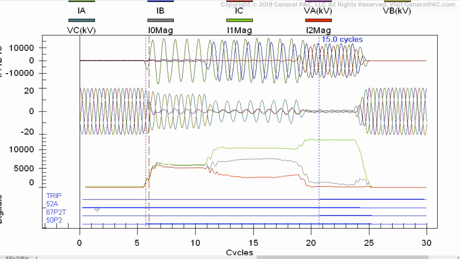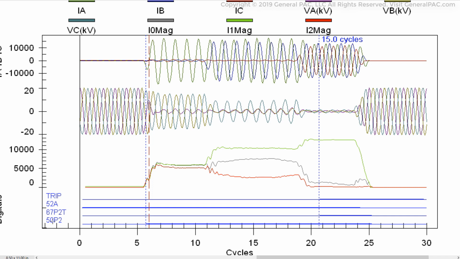So what this line right here is telling us is that it didn't pick up, meaning it's 0. It continued to be 0 until this particular point, and then the 67P2T actually asserted and it became 1. And so this right here is what I believe is the tripping signal for the relay. So the 67P2 element is actually the element that tripped the breaker, right?